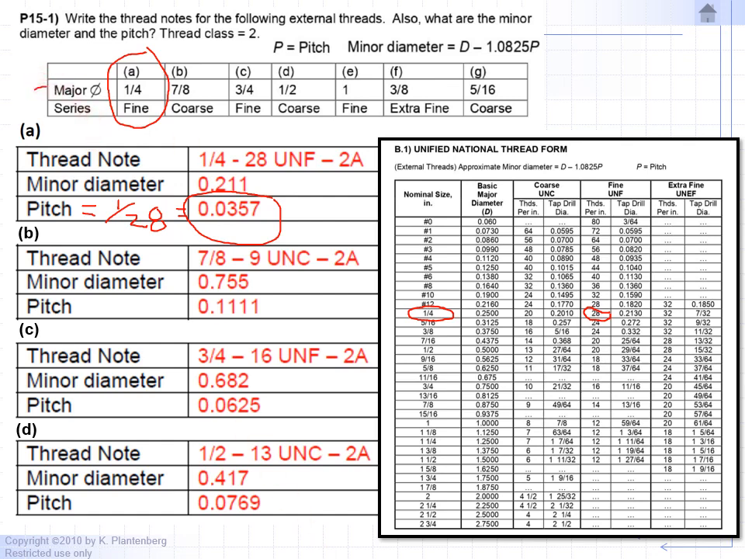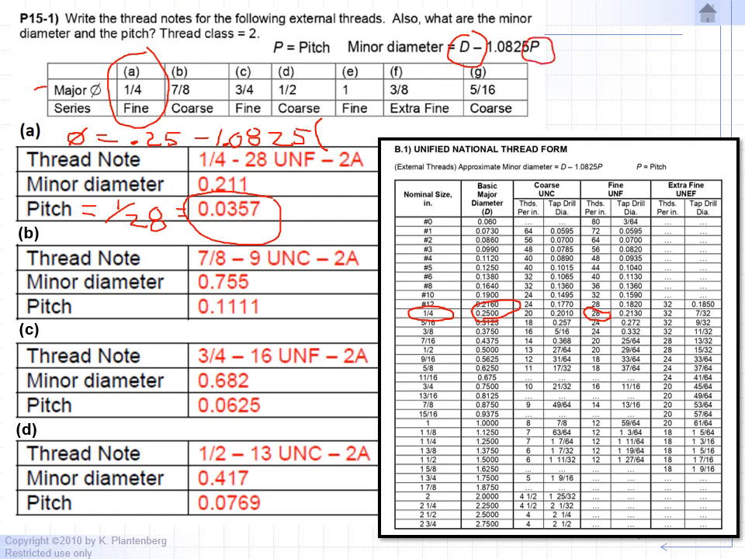All right, so let's do some math. Minor diameter equals the major diameter. So here's the major diameter, 0.25. All we have to do is go over here to the chart to the right. Major diameter is 0.2500, so we're going to write that in. 0.25 is our major diameter, and we're going to subtract 1.0825, and we're going to multiply it times our pitch.